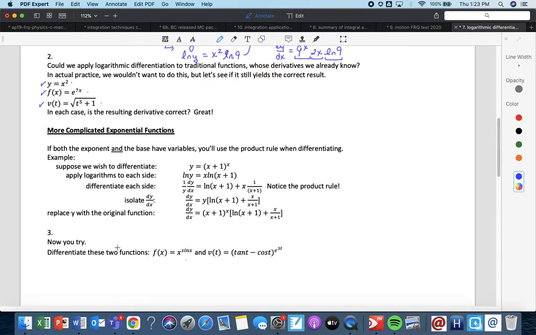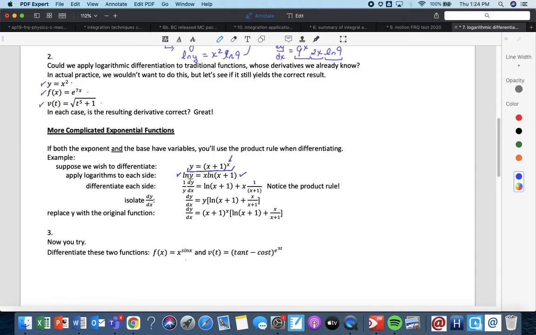What happens if the function you're differentiating has not only a variable exponent, but a variable base, like x plus 1 to the x? Well, we're still going to apply logarithms. We want to get that exponent down. So you apply logarithms to the entire equation. You get the ln of y over here. X comes down in front, and you get x ln of x plus 1.